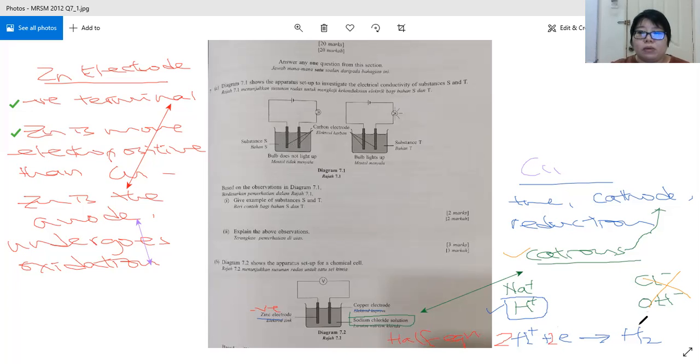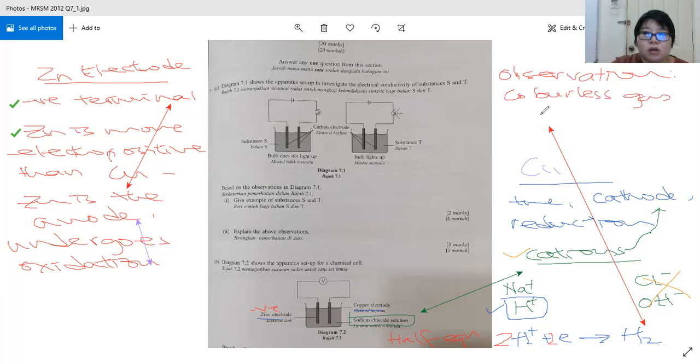Can you follow? Now if we were to write about the observation at the copper electrode, then this hydrogen gas will actually give you the observation. I'm going to write it up here. If we are going to talk about the observation, what is the color of the hydrogen gas? Yes, correct, it's colorless. So our observation will be colorless gas is produced.